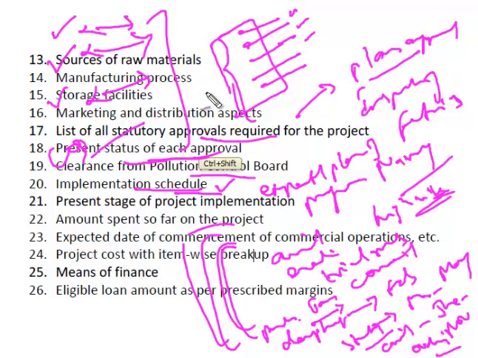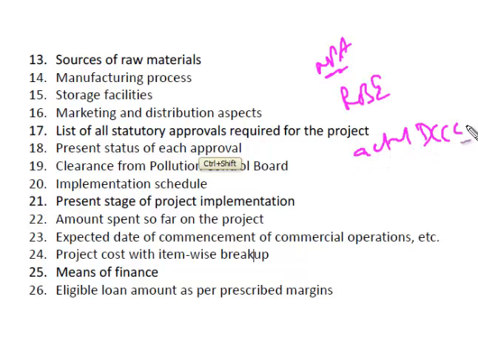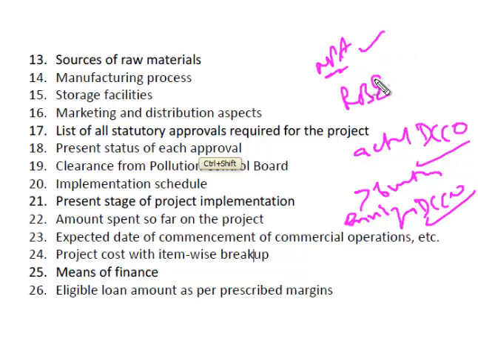And the implementation schedule is very important from the point of view of NPA, because there are RBI guidelines that say if the actual COD, what we refer to as DCCO, the date of commencement of commercial operations, is more than 6 months beyond the envisaged DCCO, then as per RBI guidelines, you have to classify it as an NPA. Of course, this is for non-infrastructure projects. For infrastructure projects, you have additional time, but the point is you have to be very careful with the implementation schedule provided by the company, especially the DCCO envisaged in the project report.